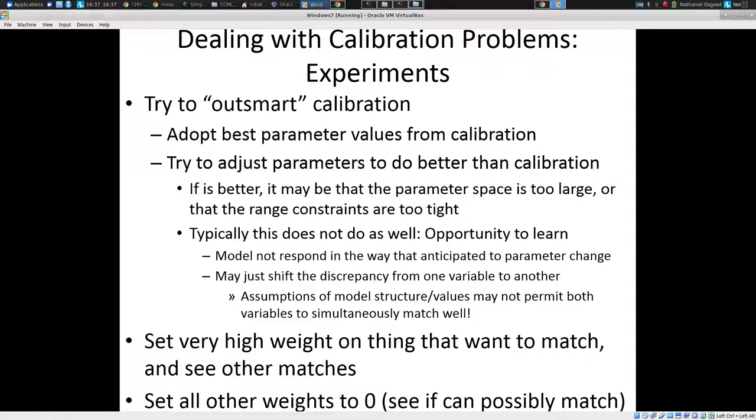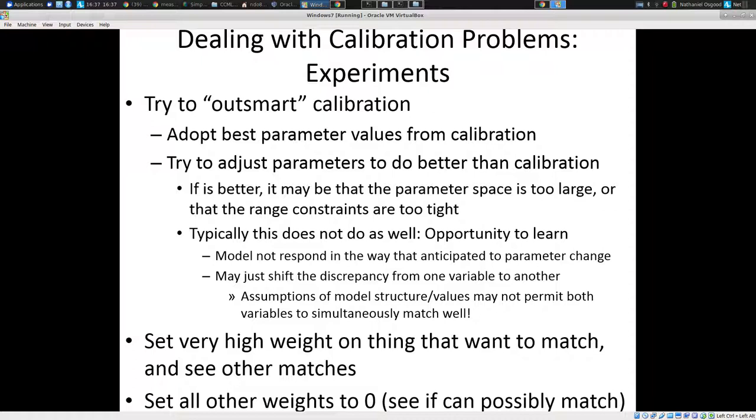You're trying to outsmart the calibration sometimes as part of understanding how it thinks. One of my favorite challenges is I have a calibration I'm not satisfied with, and I ask myself, how do I think I could improve that calibration? You basically say, okay, modeler, so you think you know better than that? Why do you think you can do better than that?